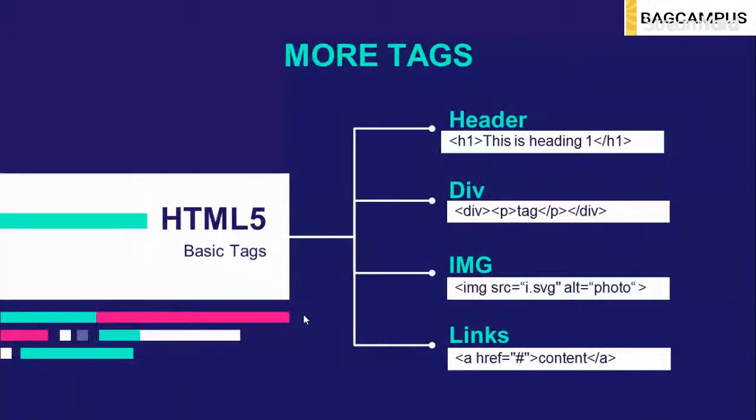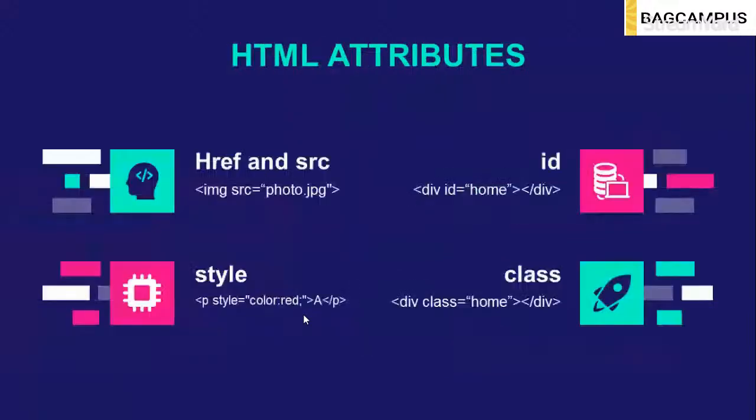Then we learned more tags, like the header tags H1, H2, H3, H4, H5, and H6, right? Then we learned what a div tag is, then the img tag, and then links. If you don't understand these things, stay till the end of this video because we are going to discuss this, right? Then we learned HTML attributes like href and src, where href is used in the anchor tag, and src is used in img tags to encode images, right?